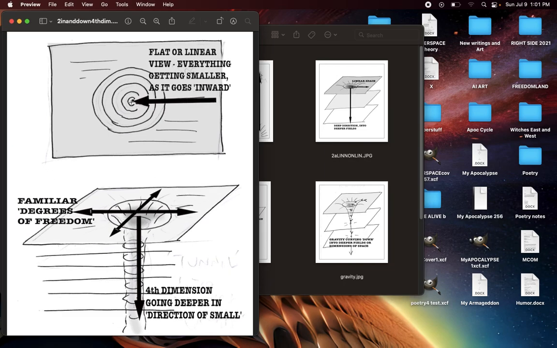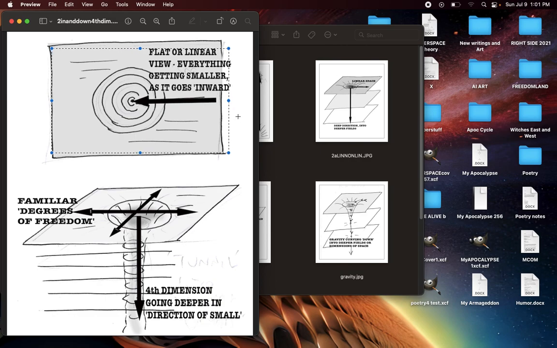to the point of subatomic realms, so let's look at this top picture here. This is the flat or linear view. So you're looking at it just as a flat sheet, and we look at it as going inward, smaller and smaller and smaller. That's how it appears to us. And even though we live in 3 dimensions, we're looking at it in this same flat way.